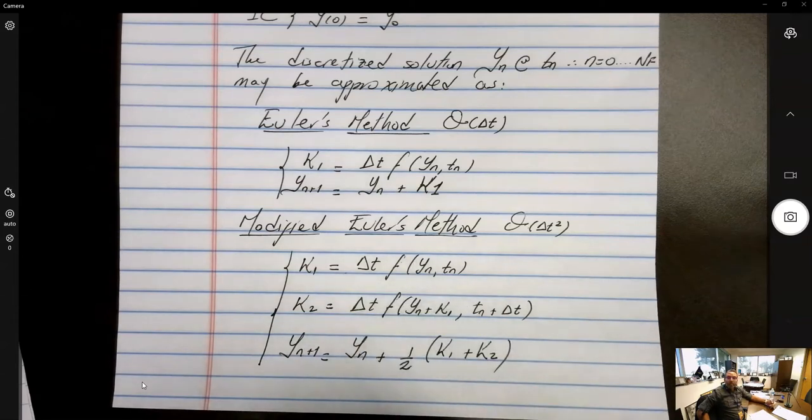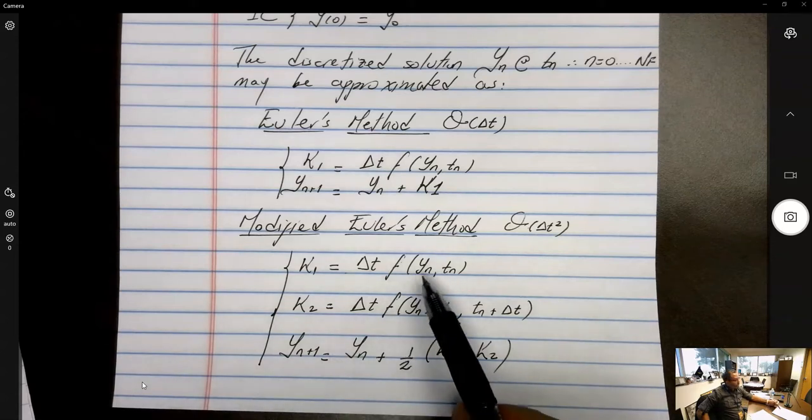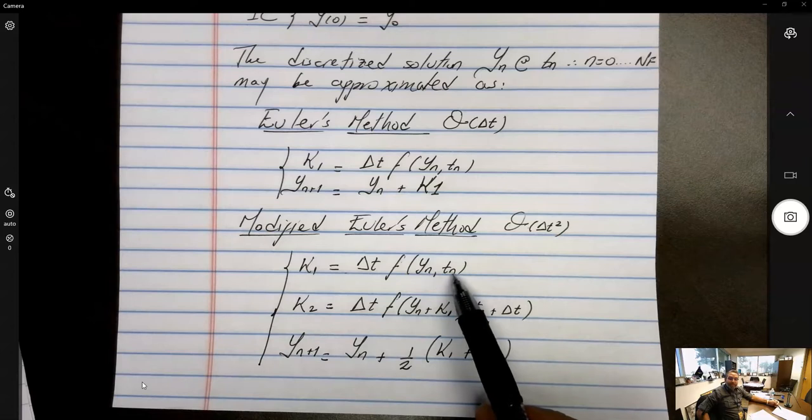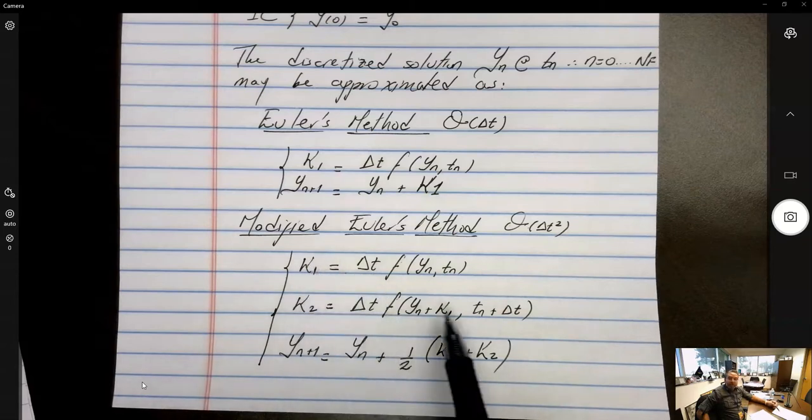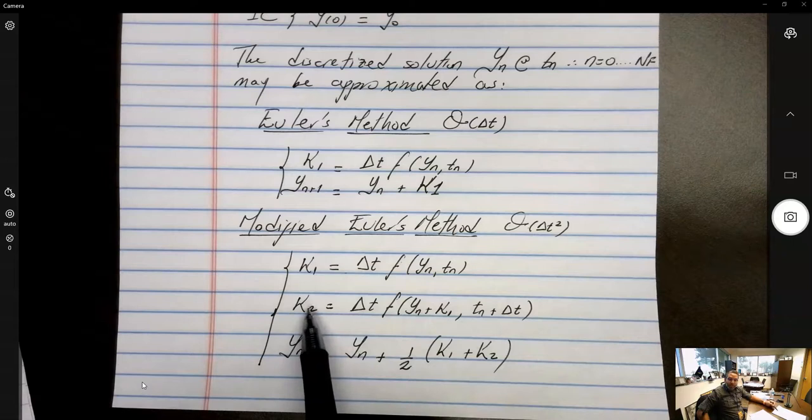You make n equal n plus 1. Okay, so you start with n equals 0, for which you know the initial condition and you know Tn. Tn is equal to 0, obviously, at time equals 0. You predict the value of the solution K1, then you use that prediction here to correct the solution at K2, and then you take an average of the two, and that's the solution at the next value of time.